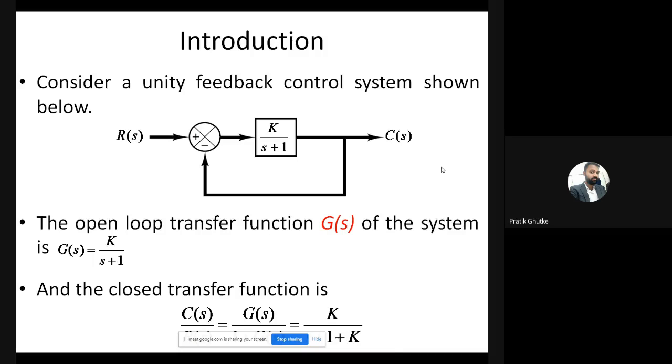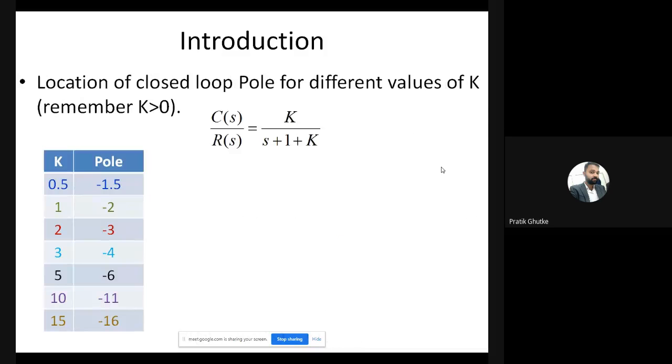So if anyone asks you to calculate the closed loop transfer function when you are given the open loop transfer function, how do you calculate it? G(s) divided by 1 plus G(s)H(s). G(s) will be given, that is the open loop transfer function, and you have to calculate the closed loop. Okay. So, introduction. What is the location of poles?